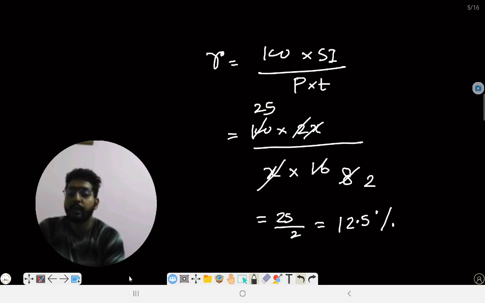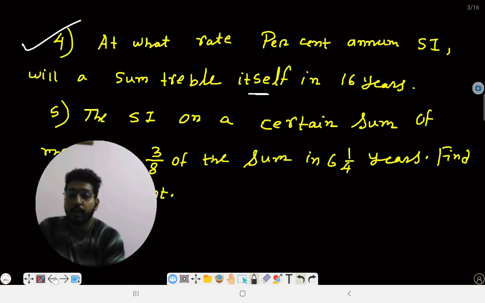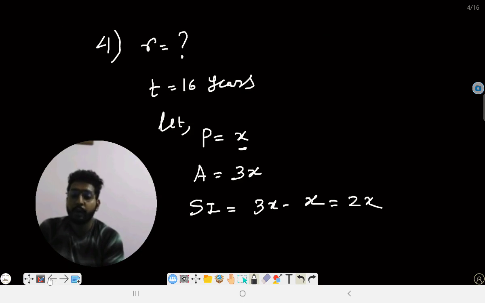That means the rate will be 12.5%. Again I am explaining that same thing, that in the question it is given at what rate percent per annum SI, that means rate we have to find. Rate is question mark.